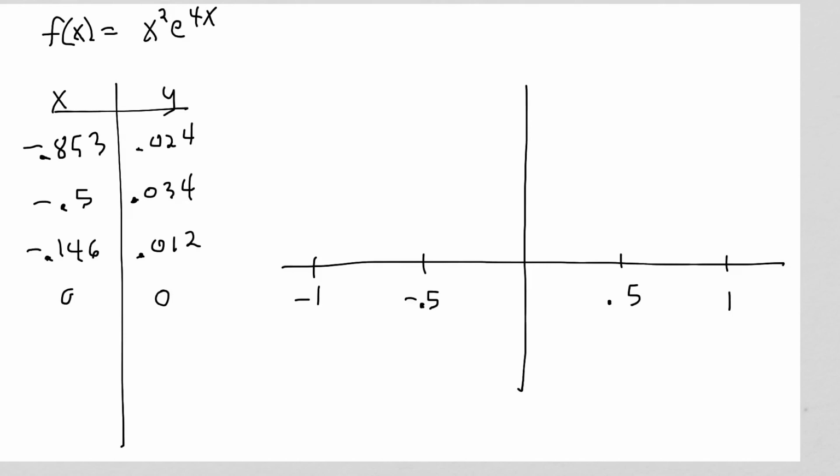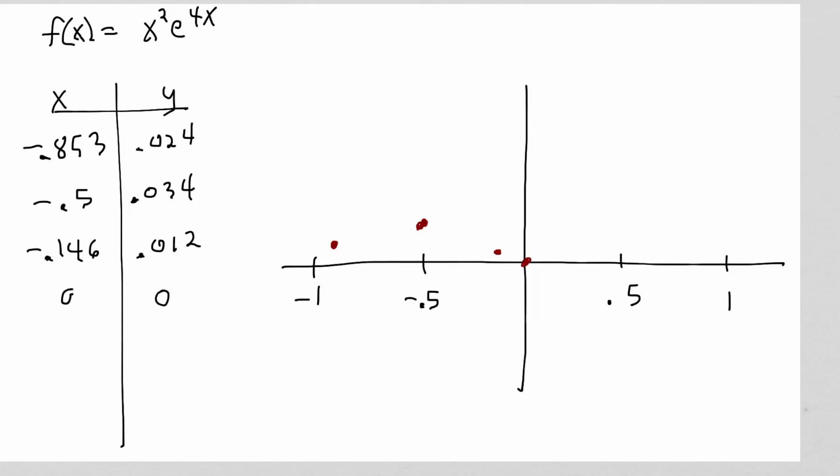So the first one is negative 0.853.024. Let's just say it's here, roughly speaking. And then at negative 0.5, I'm up slightly. And at negative 0.146, I'm down even lower than the first one that I plotted. So let's say here. At 0, I'm at the origin.